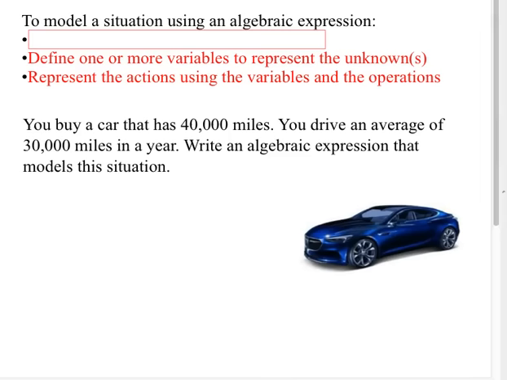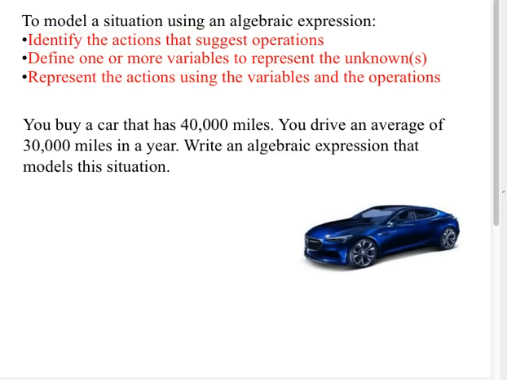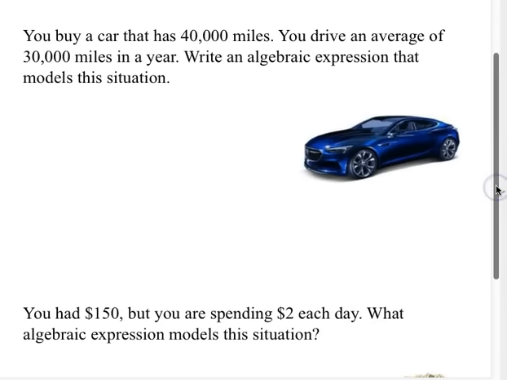All right, what about some more complex ones, okay? So to model a situation using an algebraic expression, identify the actions that suggest operations, define one or more variables to represent the unknown or unknowns, and represent the actions using the variables and the operations. All right, so for example, let's say you buy a car that already has 40,000 miles on it. You drive an average of 30,000 miles in a year. Write an algebraic expression that models this situation. Okay, so here I'm going to let X represent number of years.